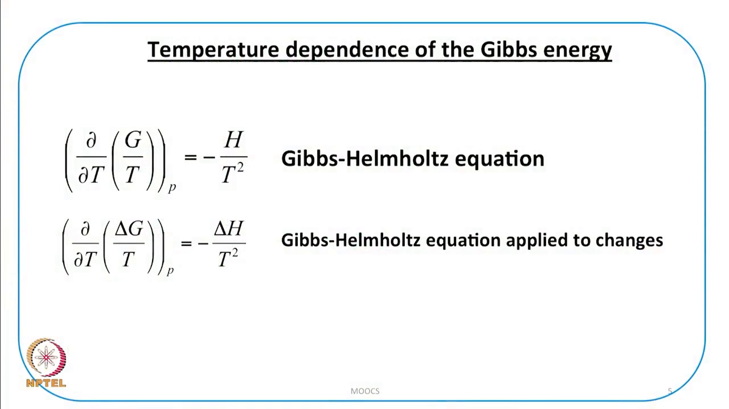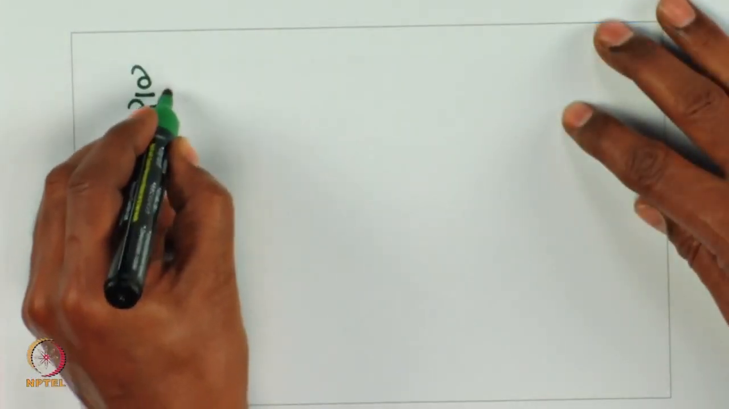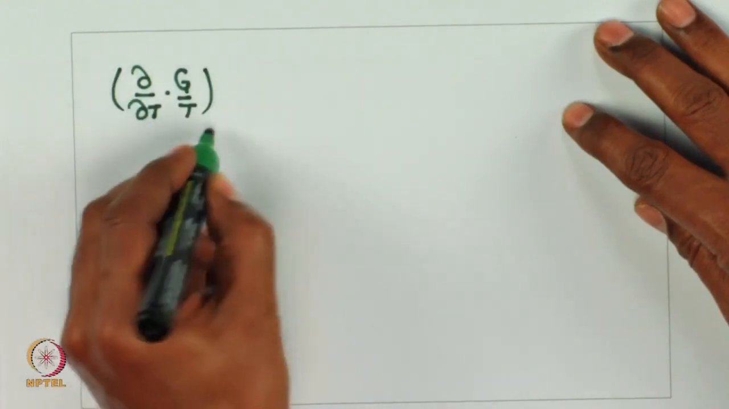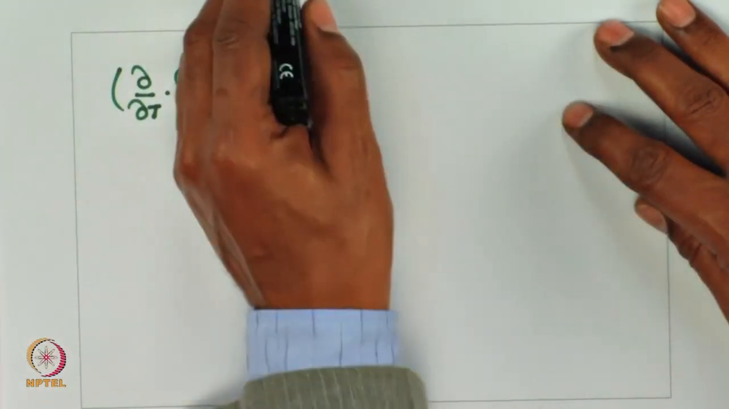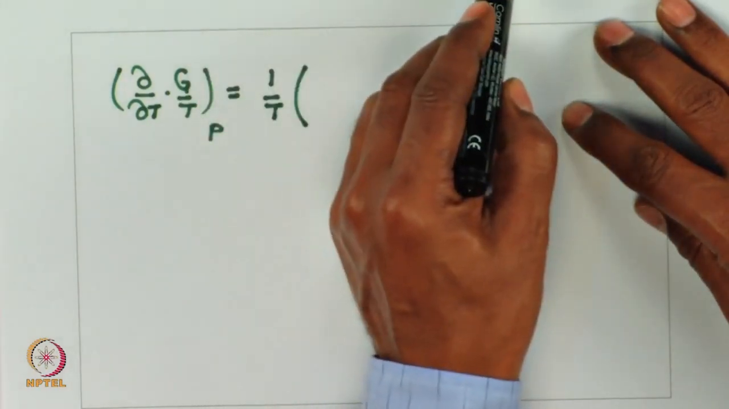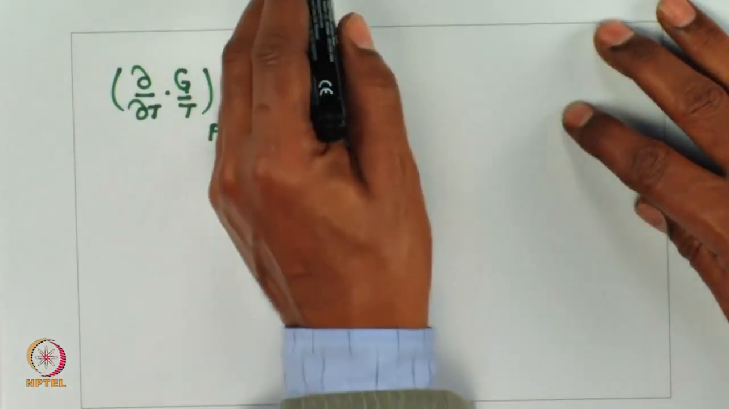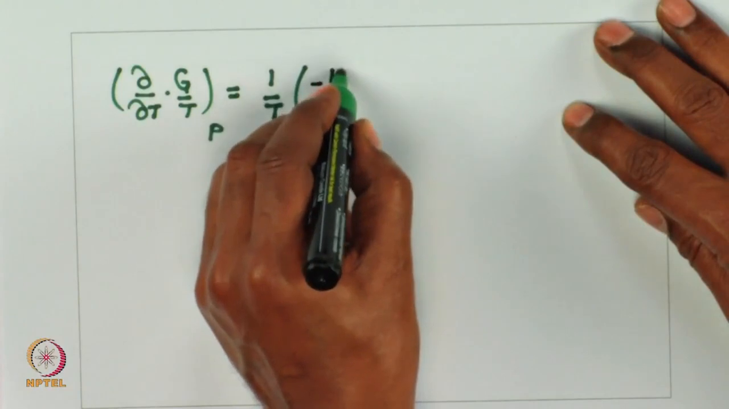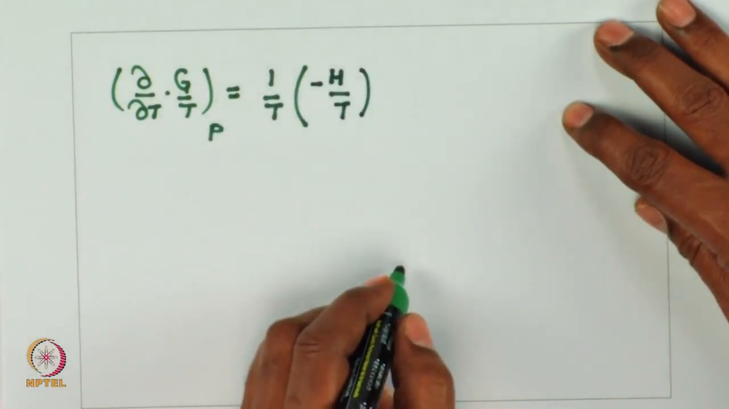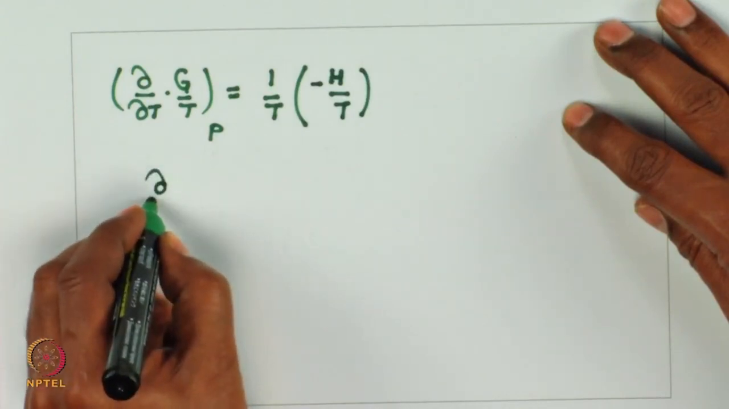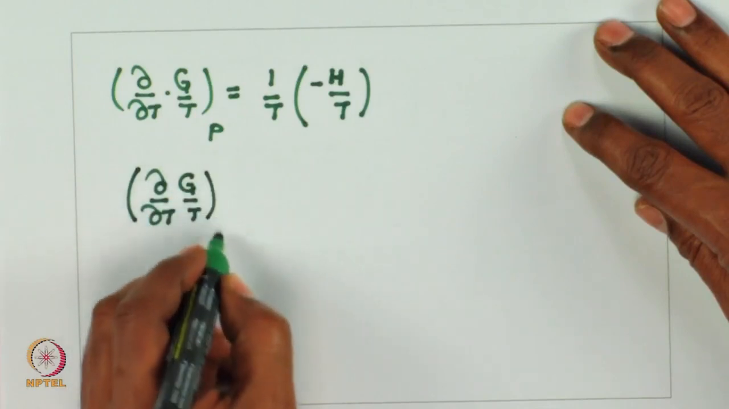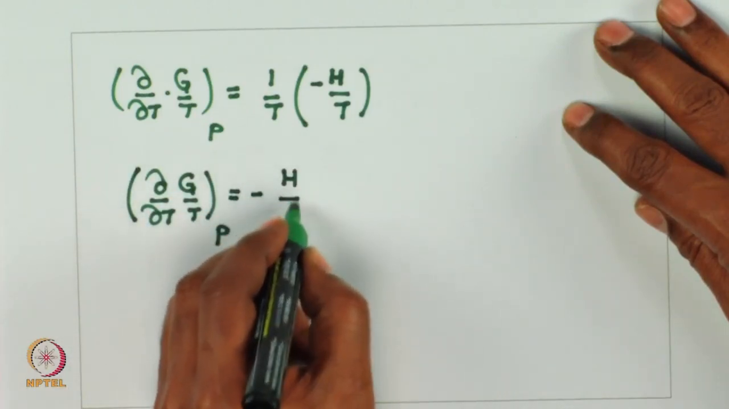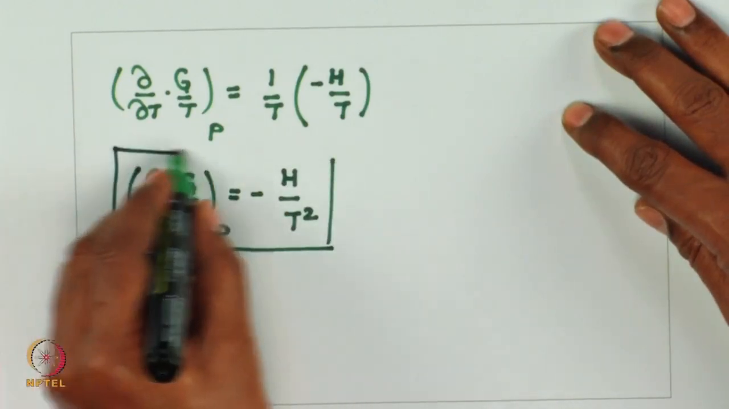And let us now use this information. What I have now is dou T of G by T at constant pressure is equal to 1 by T into, if I use these two, dou G by dou T at constant pressure minus G by T, which is equal to minus H by T. So, I have minus H by T. So, now I get this equation dou T of G by T at constant pressure is equal to minus H by T square, and this is what we wanted to derive.